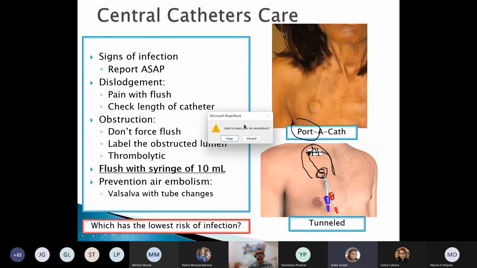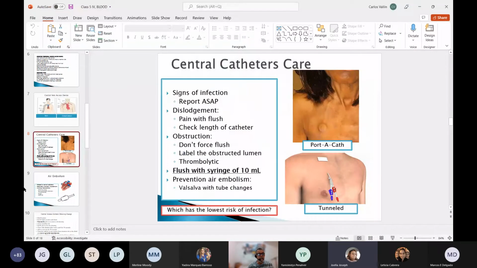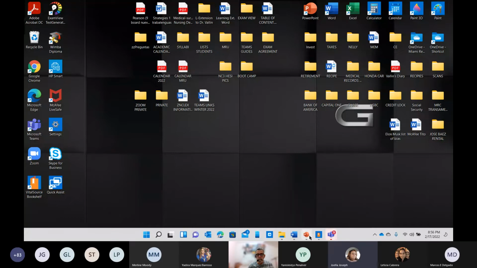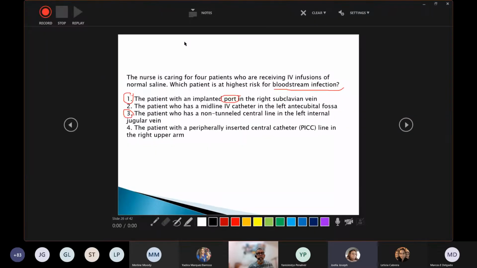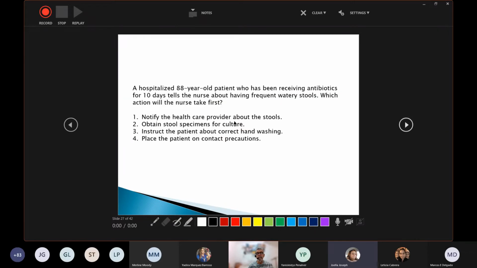So the patient with the highest risk is the non-tunnel central line in the jugular vein, and the least risk is the portal catheter. Are we good?